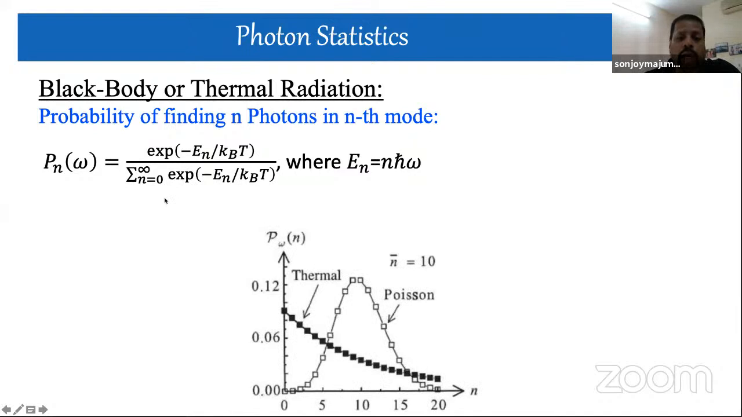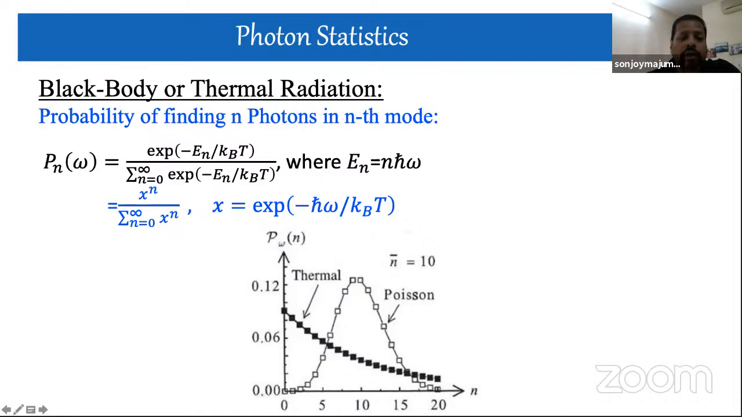If you look at it carefully, compared to the Poisson distribution, as we discussed earlier, which for a mean value of n equal to 10 is almost like a Gaussian or normal distribution, here we can write x equal to e to the power minus h cross omega by kBT, and then the numerator can be written as x to the power n.